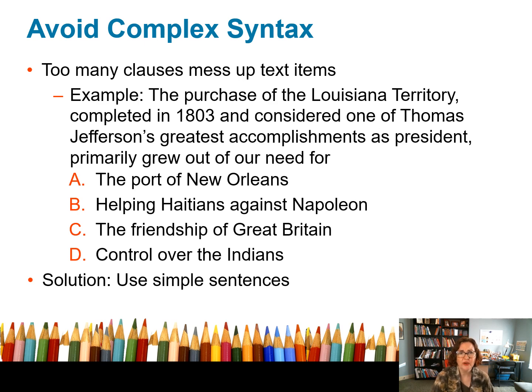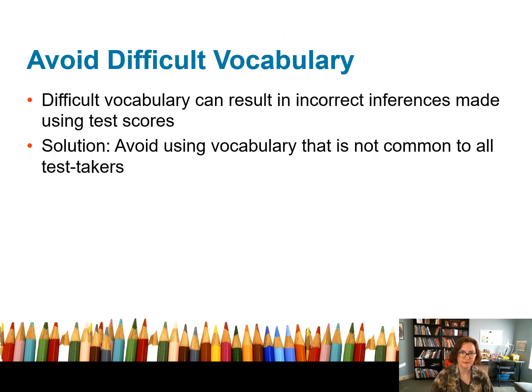You also want to avoid complex syntax. Too many clauses mess up test items. So, the purchase of the Louisiana Territory, completed in 1809 and considered one of Thomas Jefferson's greatest accomplishments as a president, primarily grew out of our need for... You don't need much of that. All you really need is the purchase of the Louisiana Territory primarily grew out of our need for, and then they choose the correct answer. Use simple sentences whenever possible.